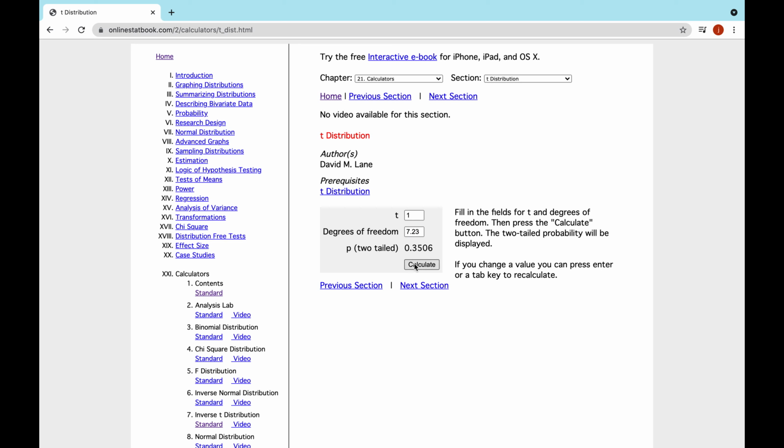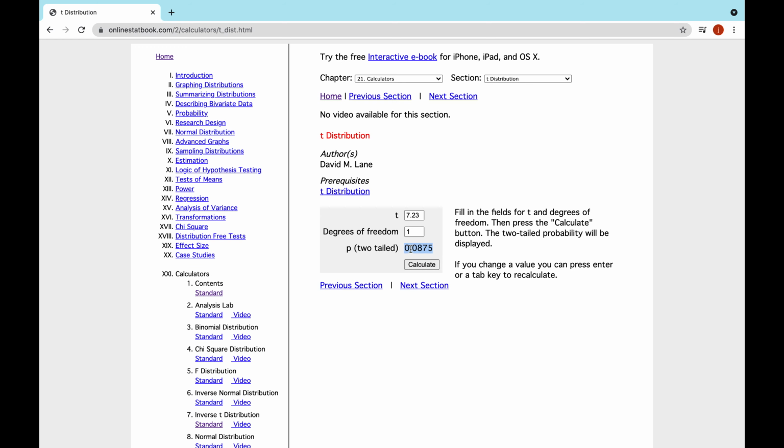7.23. Calculate that. We get 0.35. Let's just double refresh this. Because the degrees of freedom is 1 and 7.23 goes there. Yeah, that. And this is 0.0875. So you're probably wondering how I got something like 4%.